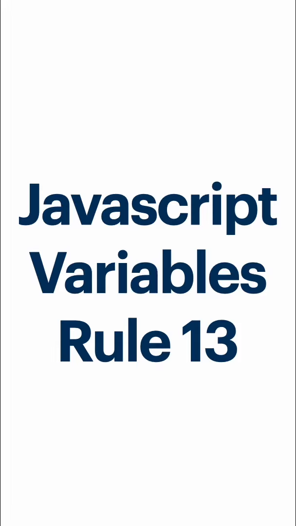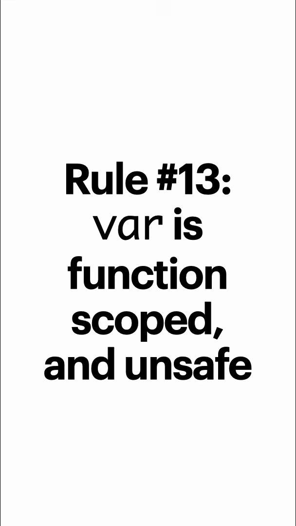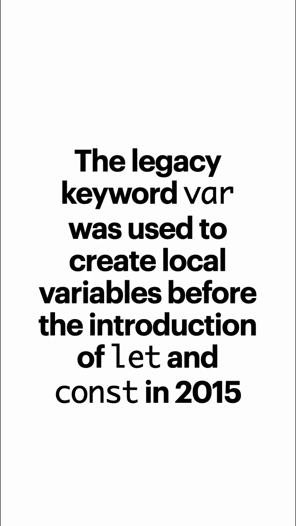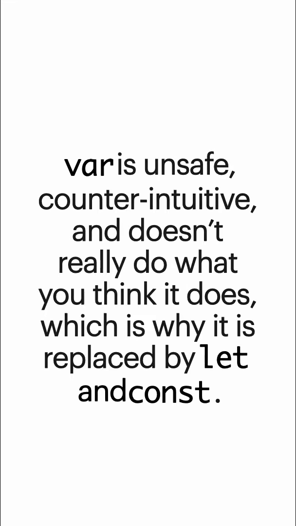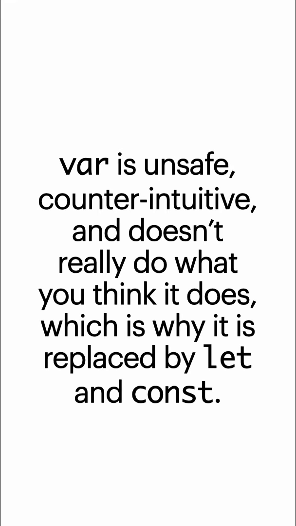JavaScript variables. Rule 13. var is function scoped and unsafe. This rule discusses the legacy keyword var, which was used to create local variables before the introduction of let and const in 2015. var is unsafe, counterintuitive, and doesn't really do what you think it does, which is why it is replaced by let and const. We'll discuss it here so that you're aware of how dangerous and confusing it is.